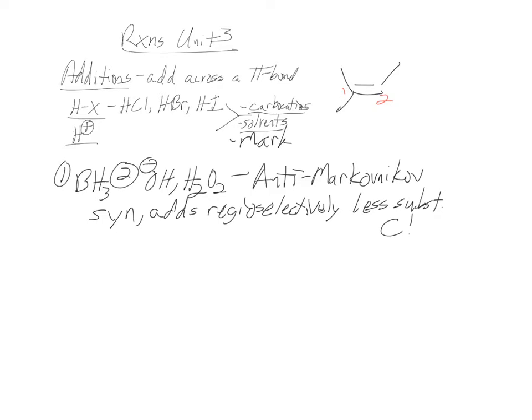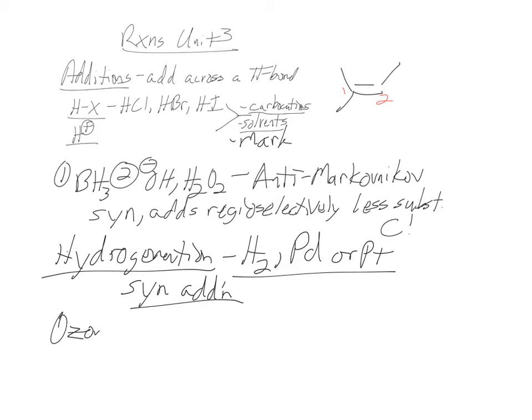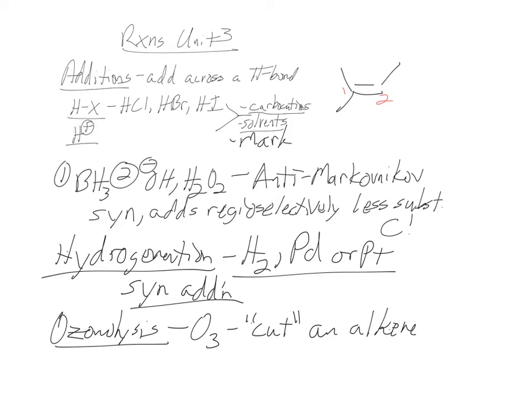Another one we talked about just before this was hydrogenation, which was H2 and a metal catalyst like palladium or platinum. That was not regioselective, but it was a syn addition, and you're not required to know the mechanism for that. Another thing we learned was ozonolysis. That involved O3, and essentially, I'm writing "cut" in quotations, cut an alkene into two carbonyls.